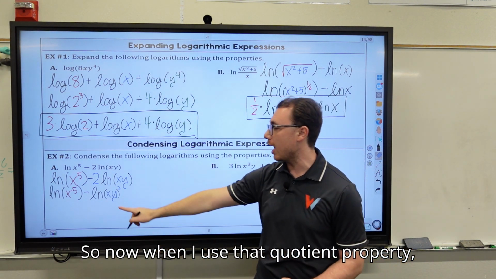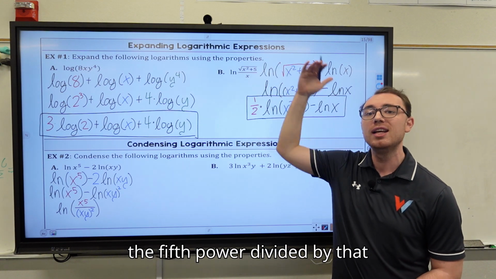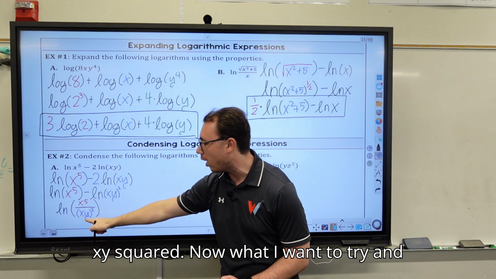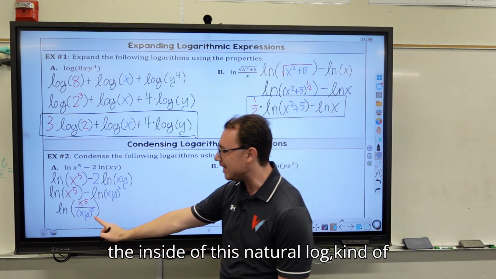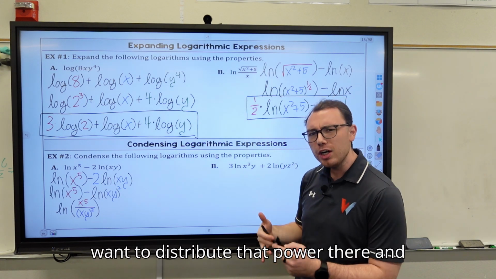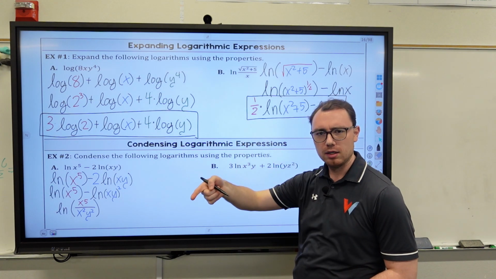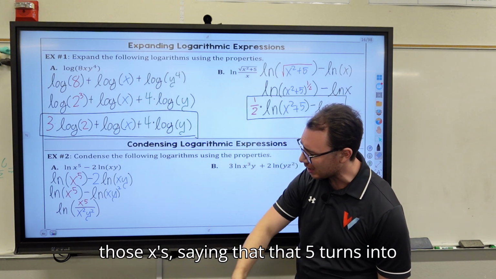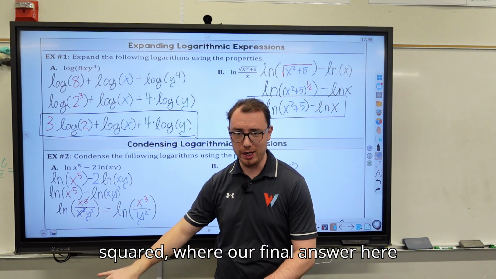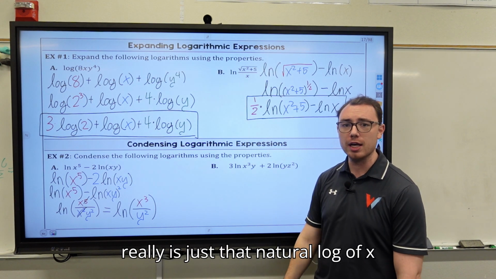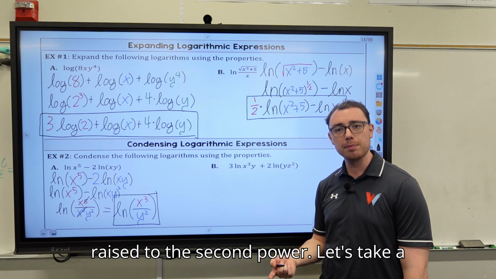So now when I use that quotient property, I'm making it the quotient of x to the 5th power divided by xy squared. Now, to simplify this a little bit more on the inside of this natural log, I want to distribute that power there and make it x squared, y squared. Now it's really easy for me to cancel out those x's, saying that that 5 turns into a 3, and it simplifies out that x squared, where our final answer here really is just the natural log of x raised to the 3rd power divided by y raised to the 2nd power.